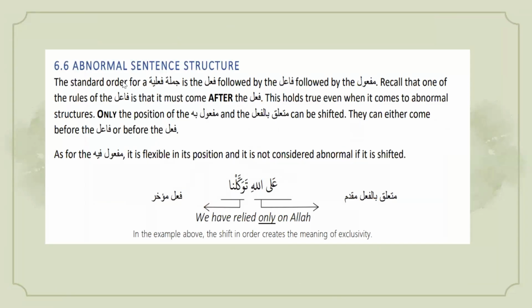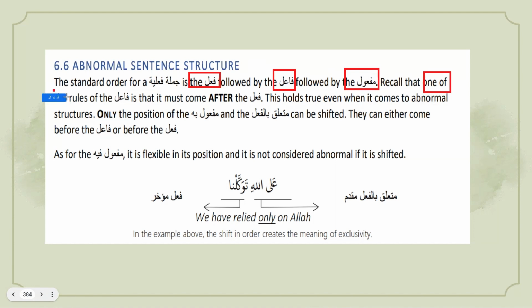So this is the topic from the textbook. The standard order of Jumla Fi'liyah is that first is the fi'l, then followed by fa'il, and then followed by maf'ul. One of the rules of the fa'il, which is very important, is that fa'il always must come after the fi'l. Okay, fa'il should always come after the fi'l. This holds true even when it comes to abnormal structures. So as we are going to study abnormal structure, the fa'il cannot come before fi'l.